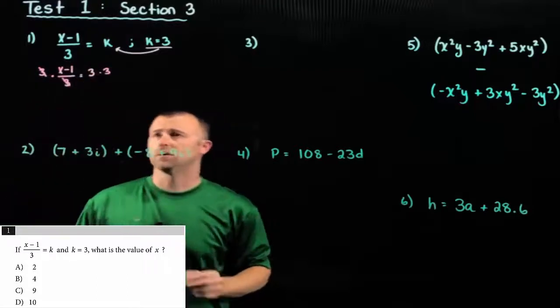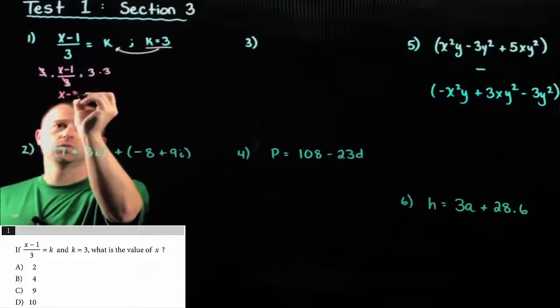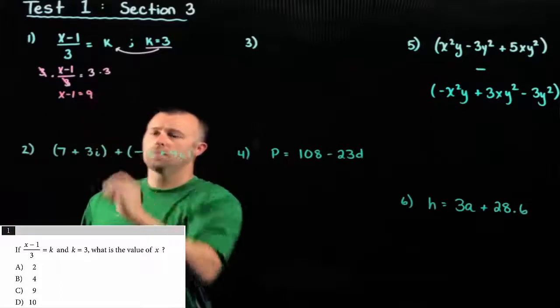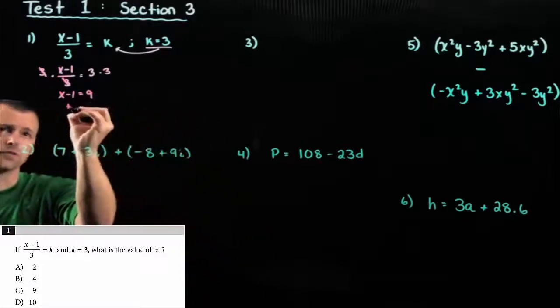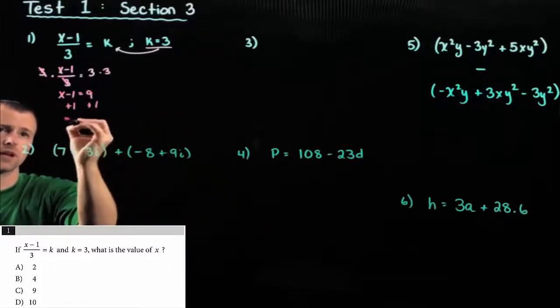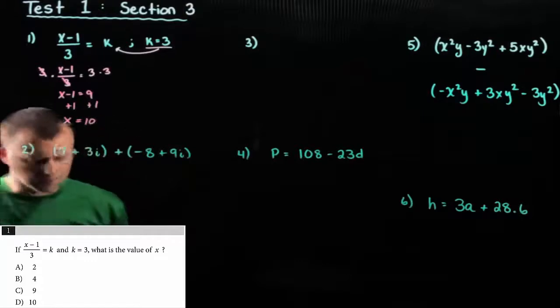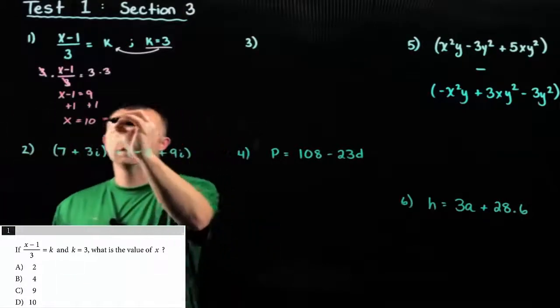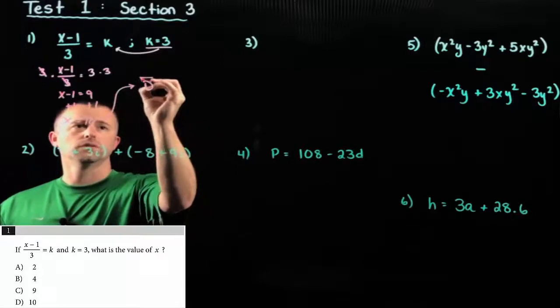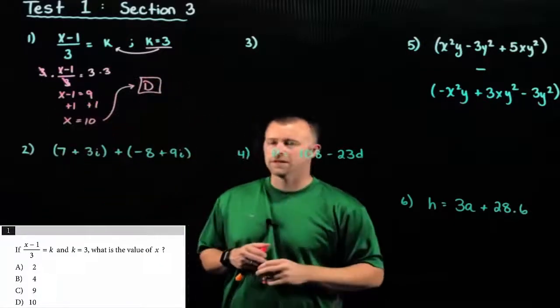So those are going to cancel out over there. And you're going to get x minus 1 equals 9. And lastly, we're just going to add 1 to both sides, and you get x equals 10. In this case, 10 is going to be D. So number 1 is D.